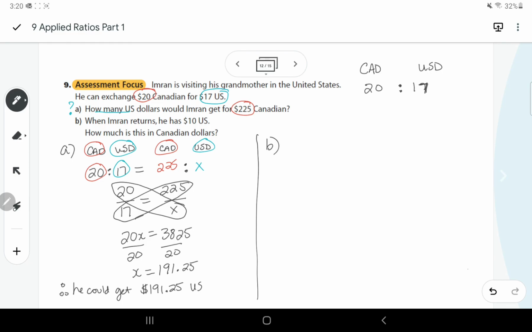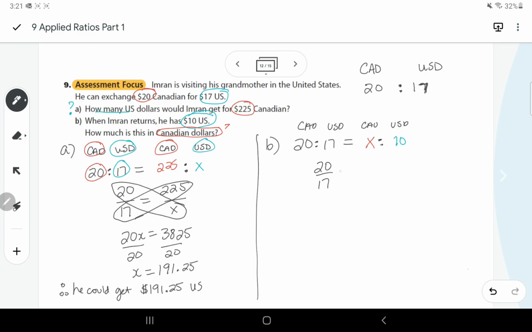So the next one says when he returns, he has $10 US left. So I'm going to use this same ratio, the 20 to 17 that I had before. And I have to keep them in the same order, Canadian and US. So this one, the amount that he has left is US dollars now. So that 10 is going to go in the second spot. And I have to figure out what my Canadian dollars, that is my unknown. So I'm going to put an X in the first spot.